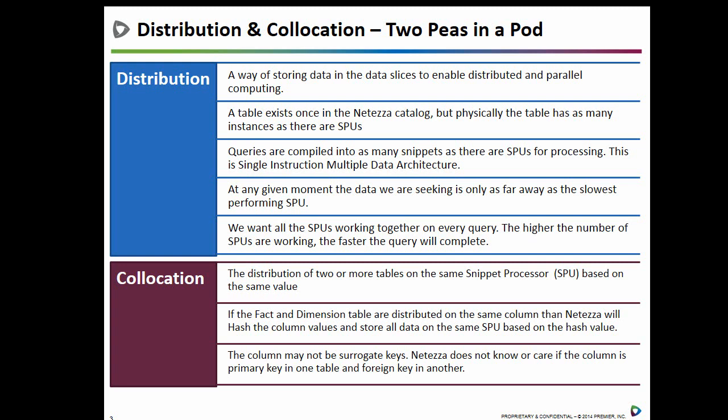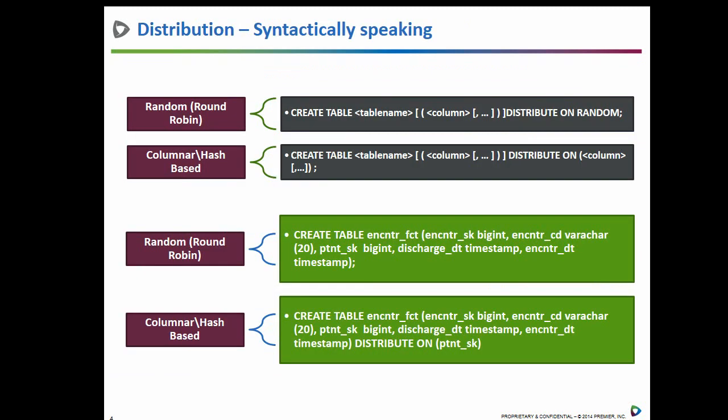Having said that, it's still advisable that we use integer columns for our distribution key, right? Because that way Netezza can hash the values, and that will be more useful for computing. Computing is always better on integer columns as such.